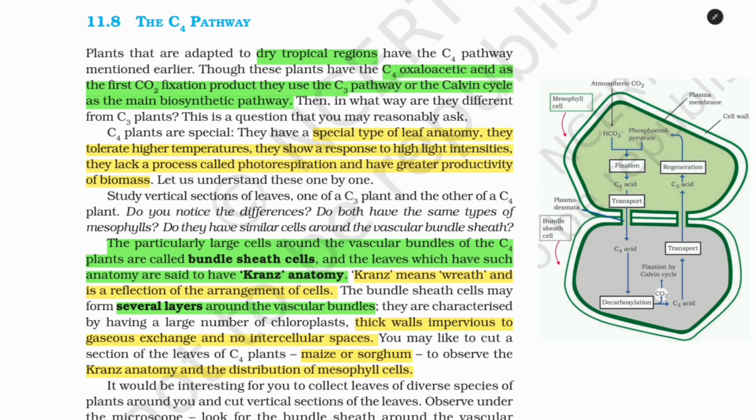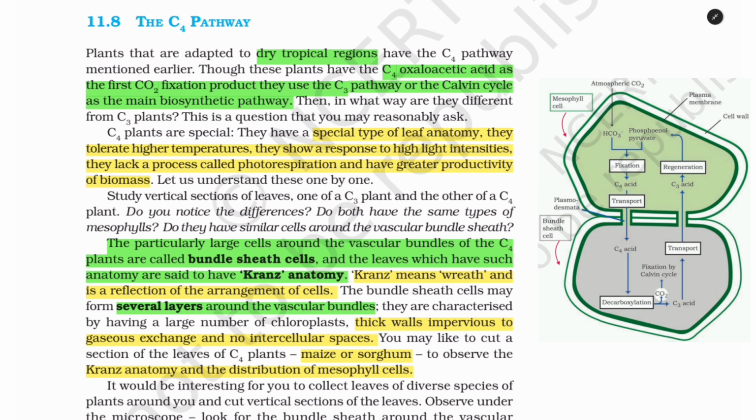11.8, the C4 pathway. Plants that are adapted to dry tropical regions have the C4 pathway mentioned earlier. Though these plants have the C4 oxaloacetic acid as the first CO2 fixation product, they use the C3 pathway or the Calvin cycle as the main biosynthetic pathway. Then in what way are they different from C3 plants? This is a question that you may reasonably ask.